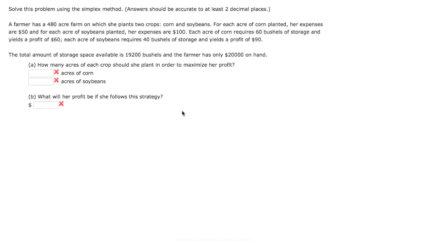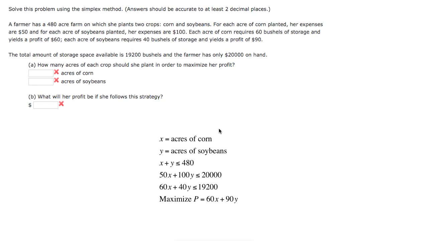And go ahead and start to think about how you would set up the problem to get to the initial simplex tableau, which you would use to solve using the simplex method. You will let X represent the acres planted in corn, Y represent the acres planted in soybeans, and you'll want to read through the question very carefully to make sure you understand that these are the three constraints and that this is the profit function.